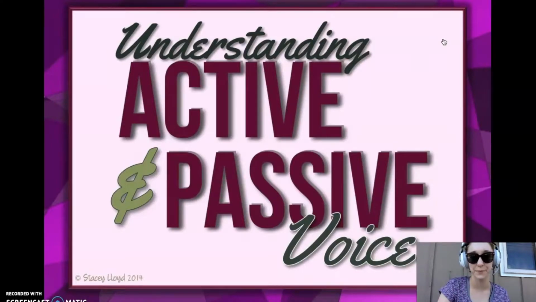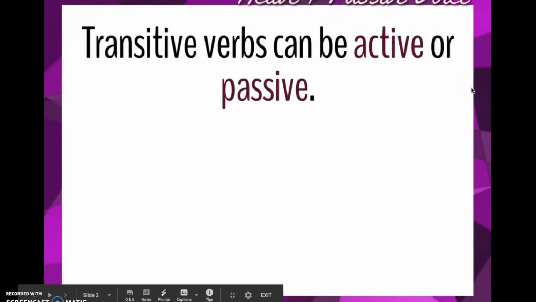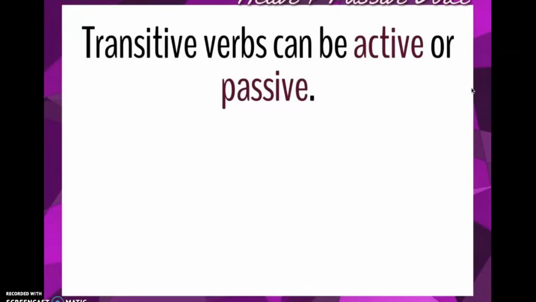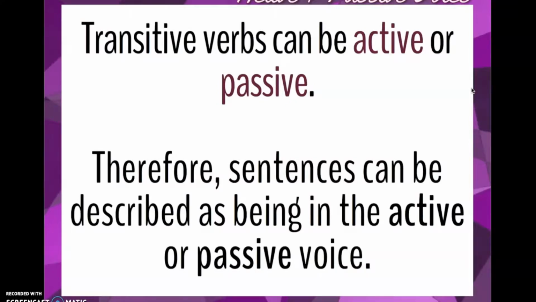Thanks. Here we go. So before we really dig into how to tell the difference between active and passive and how to write in each style, we have to do some review stuff so you know what I'm talking about. These next few slides are kind of a review because we haven't talked about them since the beginning of the year. So transitive verbs can be active or passive. And a transitive verb is basically a fancy way of saying a verb that shows action and one that has a direct object. If you're panicking because you can't remember what a direct object is, I'll go over it here in a minute. So, therefore, sentences can be described as being in the active voice or the passive voice.